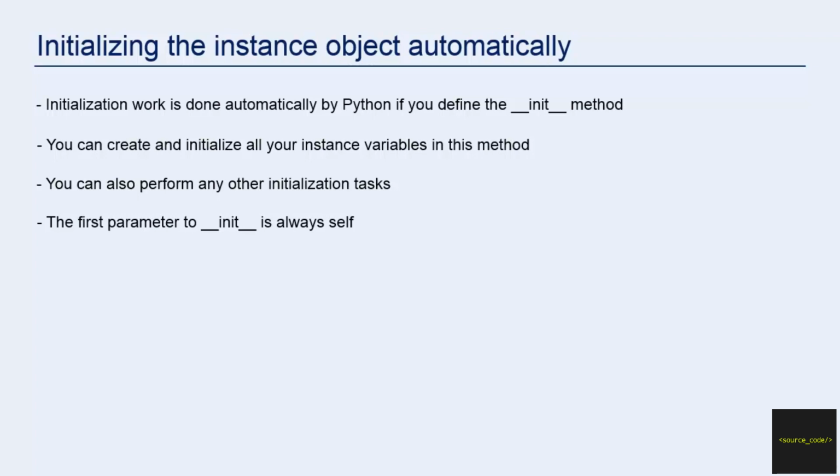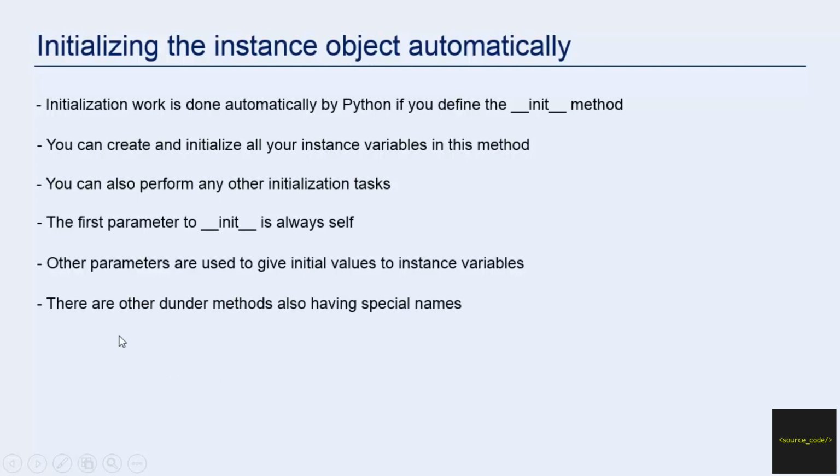Like other methods, the first parameter is always self. And after self, other parameters that are coded are used to give initial values to instance variables. These parameters can be given default values also if required. These types of methods that have special names and have double underscores before and after their names are called magic methods in Python. The magic is that they are not called directly. They are called automatically in certain contexts. We'll learn more about these methods later in this course.